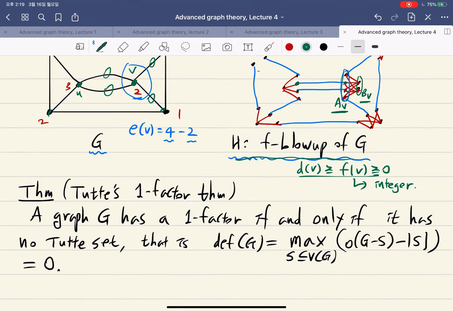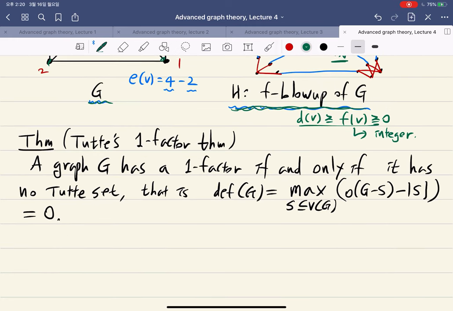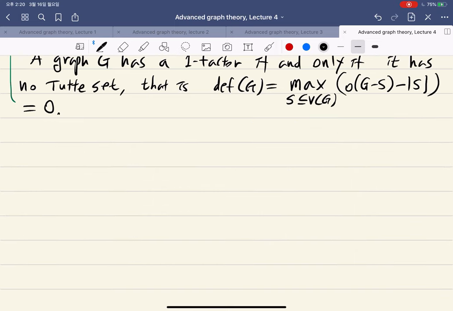So with this knowledge that having an f-factor in G is equivalent to the statement that H has a 1-factor, and then we combine that with Tutte's 1-factor theorem, then we can actually prove a sufficient and necessary condition for a graph to have an f-factor, which is the Tutte f-factor theorem that we stated last time.